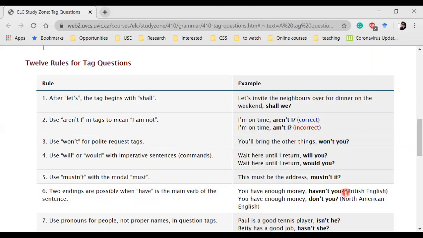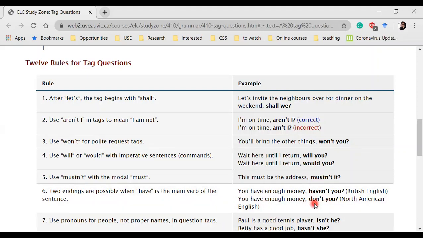Two endings are possible when have is the main verb of the sentence. These are the two statements, but we usually go with the British English one. You have enough money, haven't you? In British English, we use haven't you as a tag, but in North American English, they would use don't you.